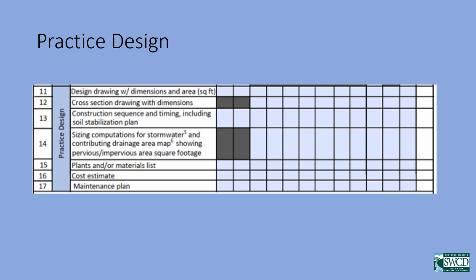For any of the infiltrator practices, you'll need to include sizing computations. That is basically just determining how much water is going to come into the practice and making sure that it's sized to handle a 1-inch storm at minimum. And we're happy to help with those if that's something that's not familiar to you at this point. Every project will need to have a plant list and/or materials list, depending on what it is. We need the cost estimate as detailed as possible, and also then provide your client a maintenance plan so they know what to do to keep the practice functioning well for 10 years.